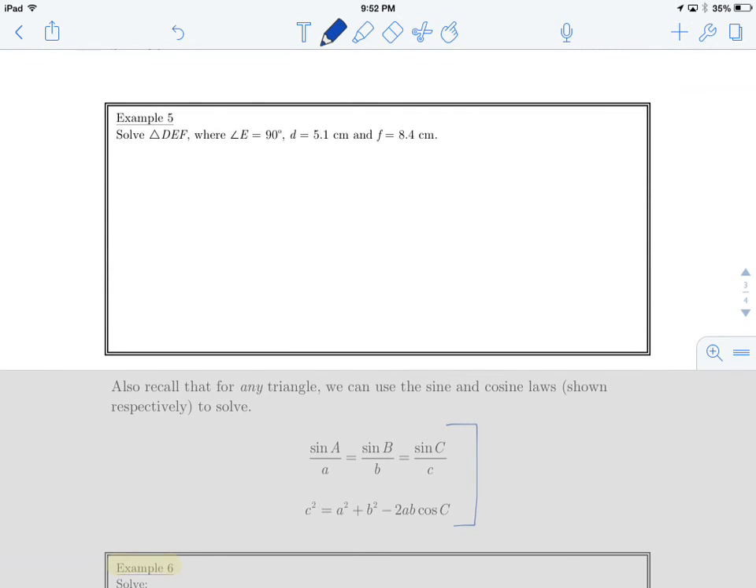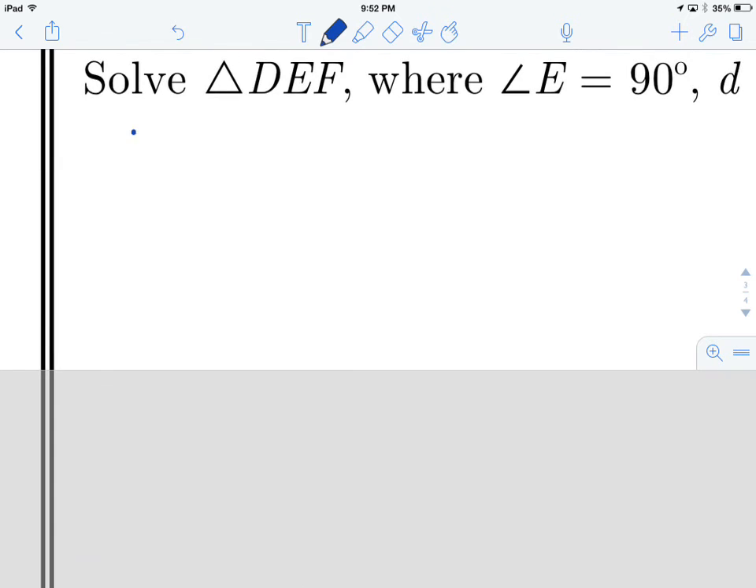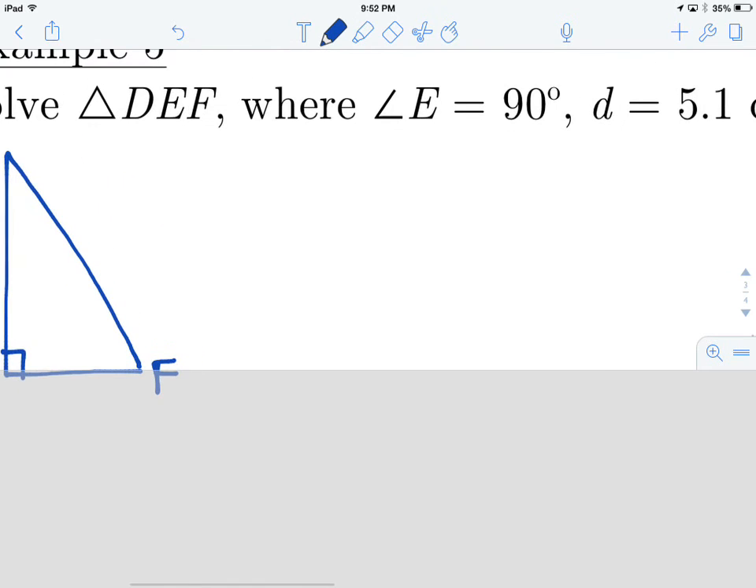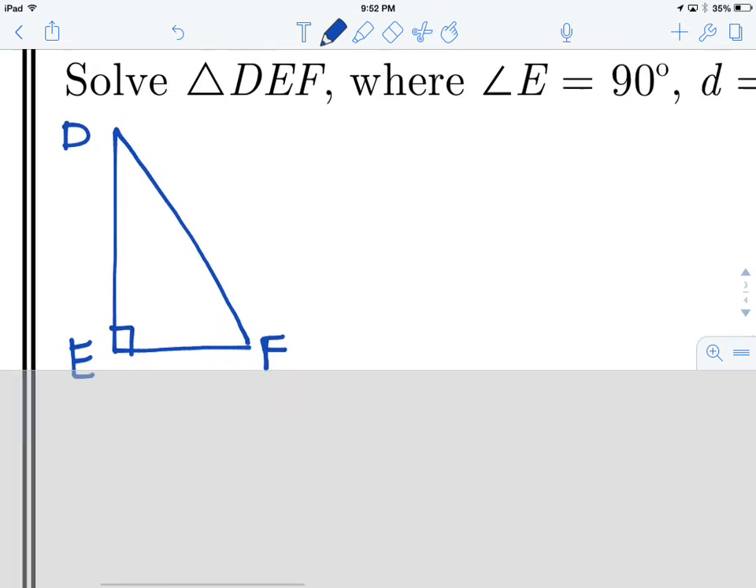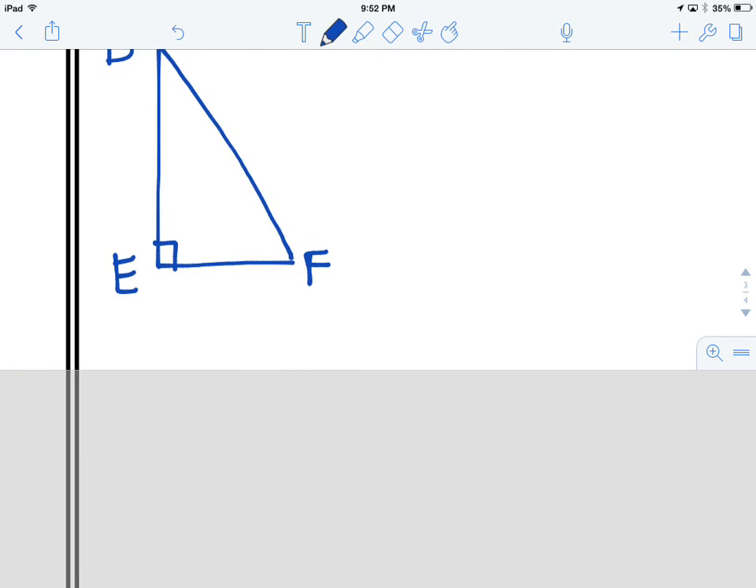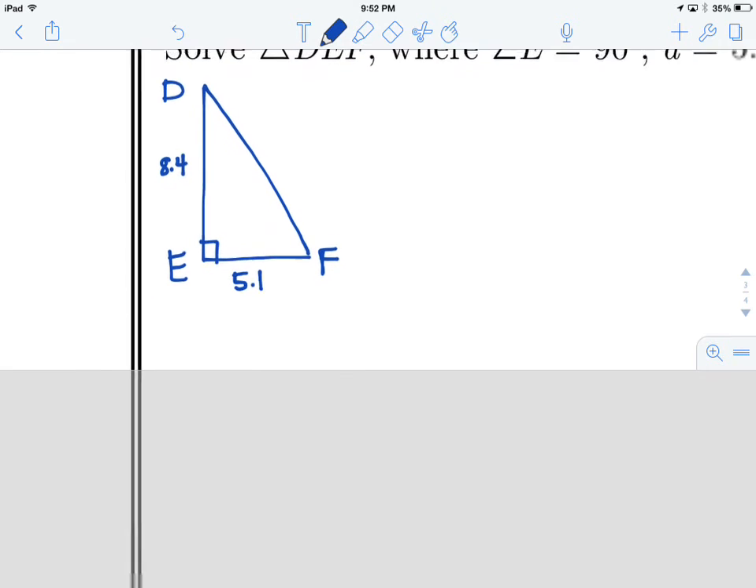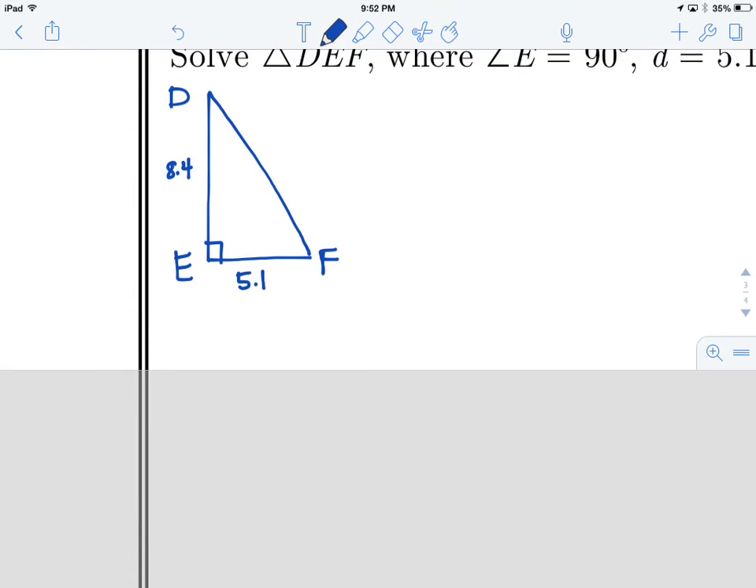So we've got triangle DEF, and I'm going to draw triangle DEF for you so that you can copy this out. Here it is, DEF. This is our right angle. So we know angle E is equal to 90. Side D is equal to 5.1. So here it is down here. This is 5.1. And side F is 8.4. So here's our 8.4. And there's our triangle, and we want to solve this.